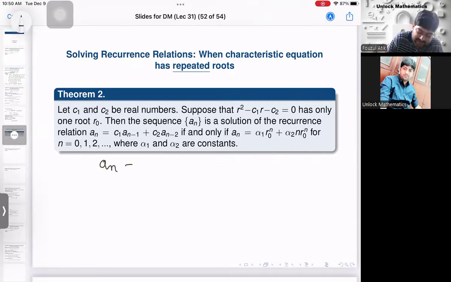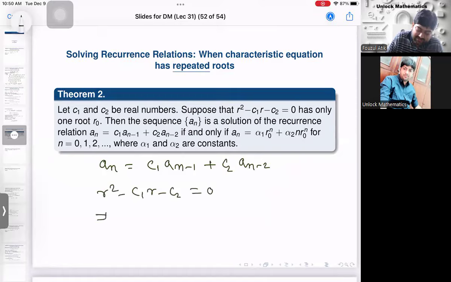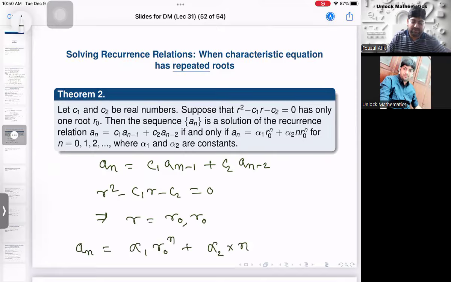So in general, if I have a degree 2 equation, a n equals C1 a n minus 1 plus C2 a n minus 2, what is the characteristic equation? It is r square minus C1 r minus C2 equal to 0. If the roots of this equation are both the same, r0 and r0, what will be the solution? According to this theorem, if I have a repeated root, the general solution will become a n equal to alpha 1 r naught power n plus alpha 2 into n into r naught power n.